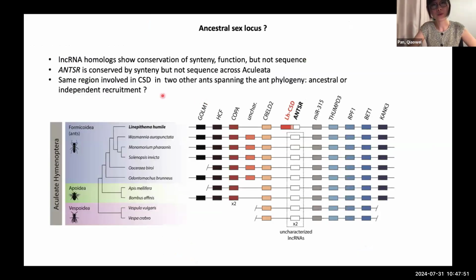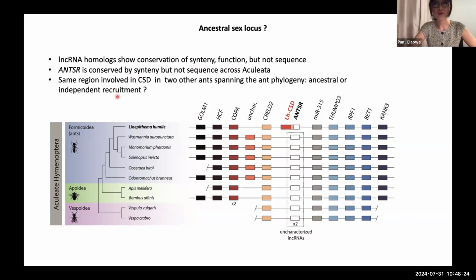Lastly, we were curious about the evolutionary origin of ANTSR. The conservation of non-coding long RNA follows a different set of rules than that of protein-coding genes. They usually don't show high levels of sequence conservation, so the sequence can be highly divergent among closely related species. However, they do show conservation of synteny and function. A good example of that is the ROX1, ROX2 non-coding RNAs from Drosophila, which are involved in sex chromosome dosage compensation.